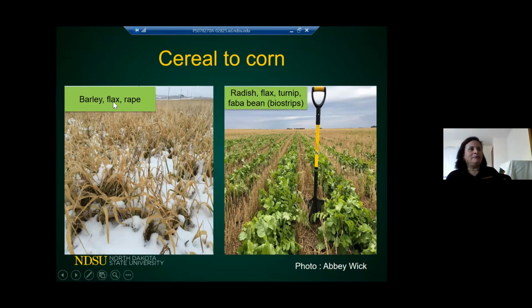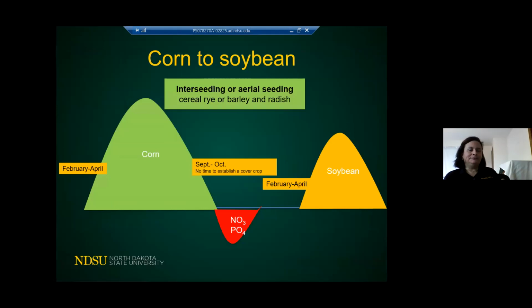Like this is a barley, flax, rape mix. So this was planted after a cereal crop. And this is a radish, flax, turnip, fava bean, biostrips. That means planting by strips. So the farmer next year is going to plant the corn where this strip is, okay? So that's what's called biostrip. In that area where these radishes are concentrated and nutrients they're picking up from deep in the soil, now the farmer's going to plant there.